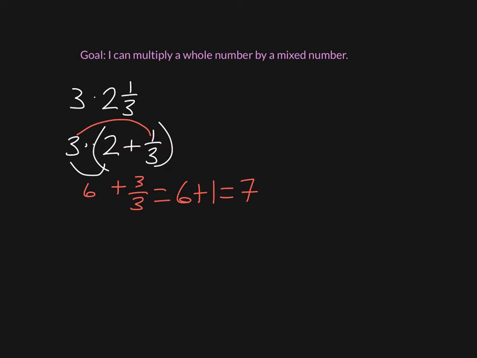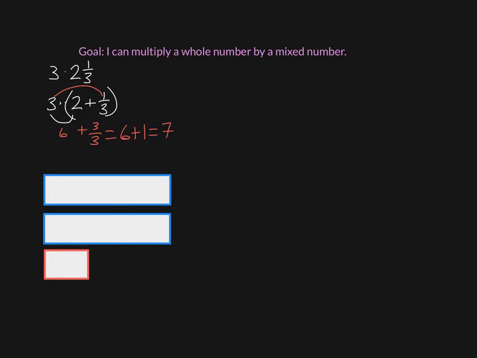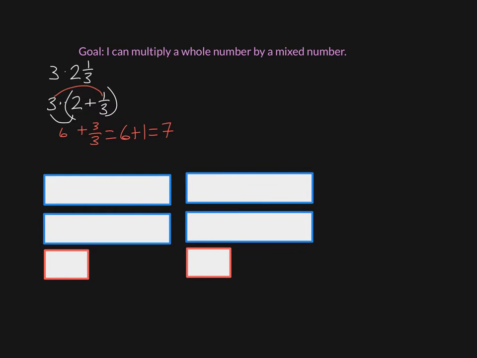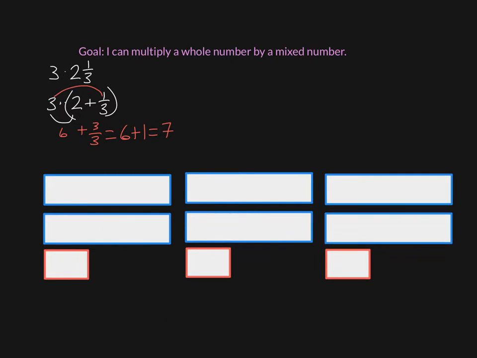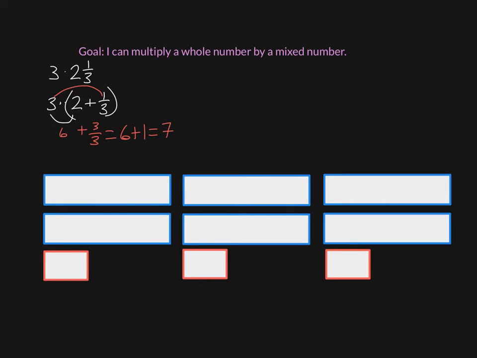Let's see if we can prove that thinking using a model. So here we have 2 1/3 represented as a model, and we're going to take that 2 1/3 and multiply it 3 times. So we'll have 2 1/3 3 separate times. So 2 1/3, 2 1/3, and 2 1/3. So now let's see if we solved it correctly numerically.